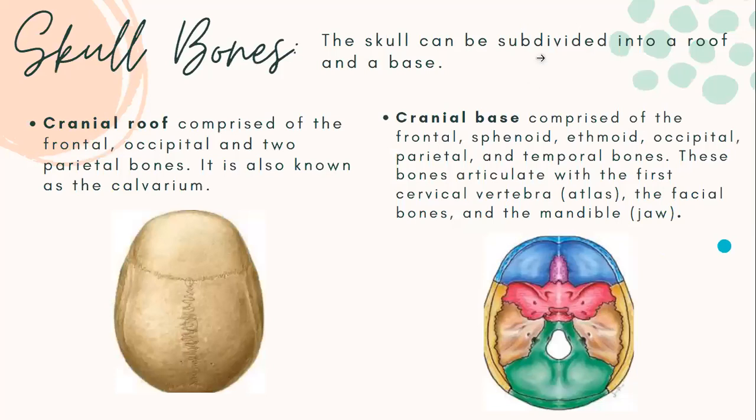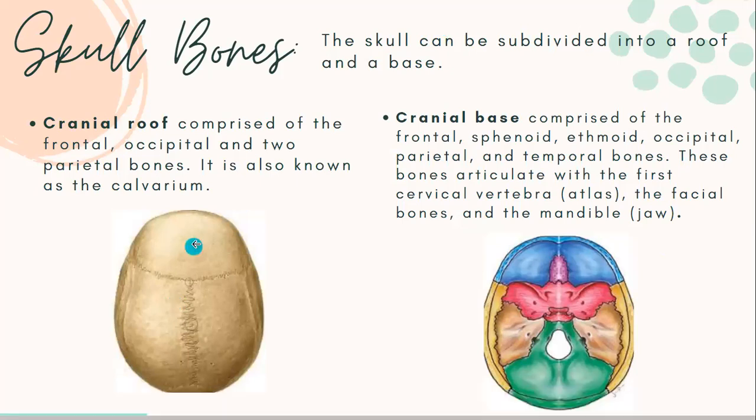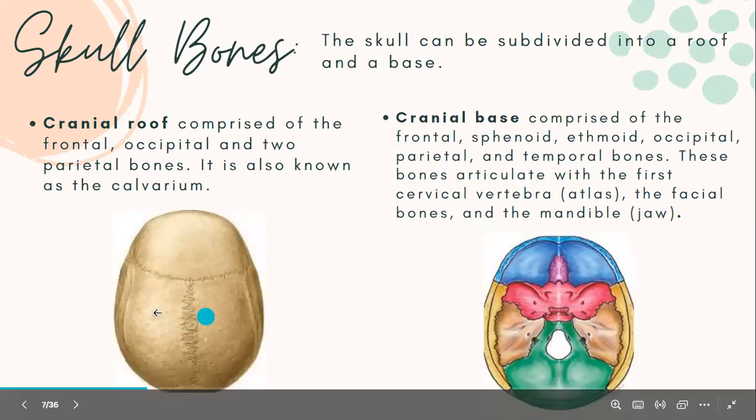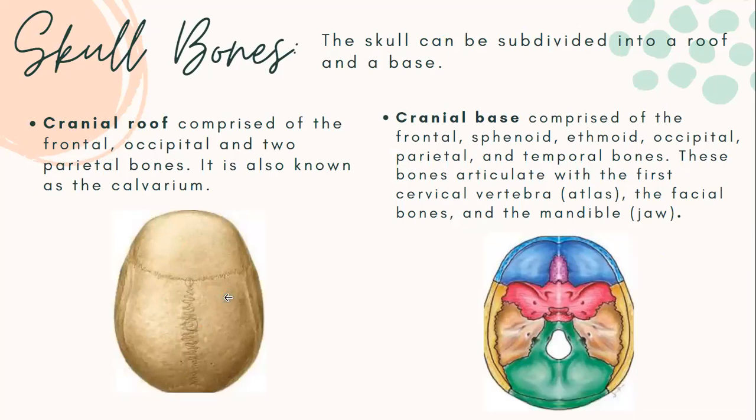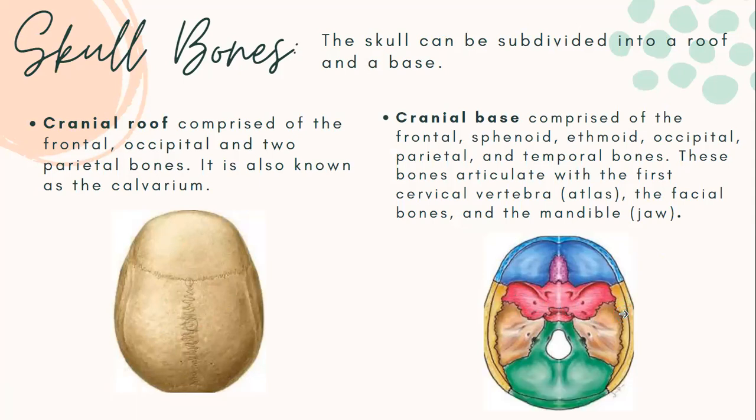Skull bones. The skull can be subdivided into a roof and a base. Cranial roof, comprised of the frontal, occipital, and two parietal bones. It is also known as the calvarium. Cranial base, comprised of the frontal, sphenoid, ethmoid, occipital, parietal, and temporal bones. These bones articulate with the first cervical vertebra, named atlas, the facial bones, and the mandible, the jaw.